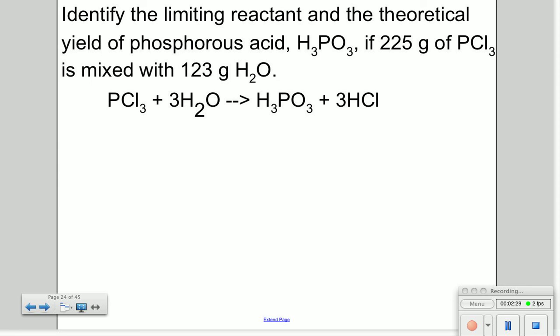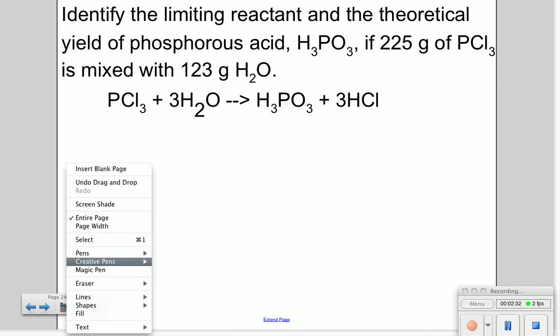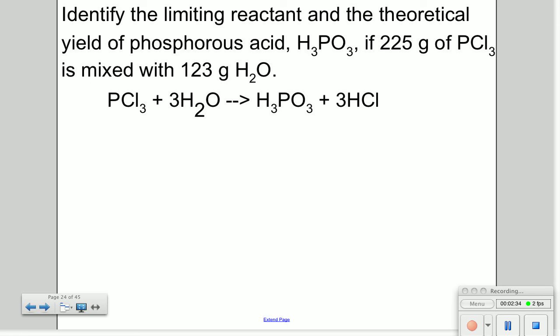So let's take a look at an example of what that means. We're going to get a pen here. So in today's lesson, we're not really doing anything new. We're still doing stoichiometry problems here. So I want to identify the limiting reactant and the theoretical yield of phosphorus acid, H3PO3, if I have 225 grams of PCl3 mixed with 123 grams of water. So I'm actually going to set up 2 stoichiometric equations or conversions here, where I start with PCl3 and I want to get to H3PO3. And then my second stoichiometric equation will be I want to start with water and I want to get to H3PO3. So it's going to look something like this.